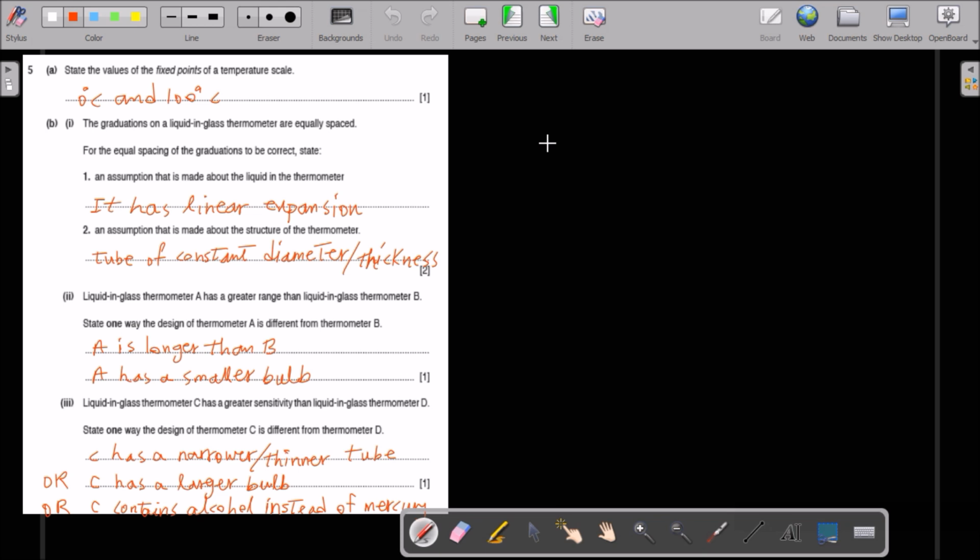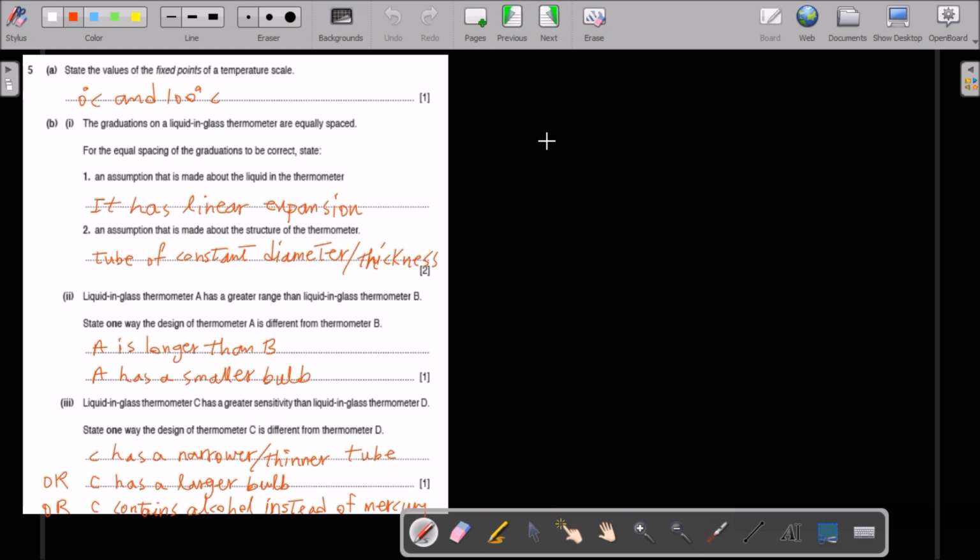An assumption that is made about the structure of the thermometer. So a tube should have constant diameter, or you can say constant thickness. Liquid in glass thermometer A has a greater range than liquid in glass thermometer B. State one way the design of thermometer A is different from thermometer B. So in this part you can say that A is longer than B, that's why it has greater range. Or you can say A has a smaller bulb, so this can be because of greater range.